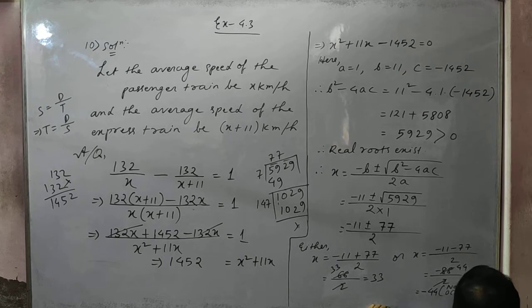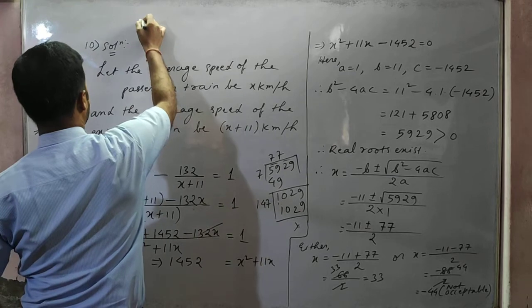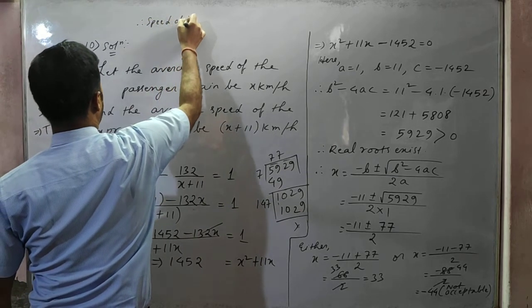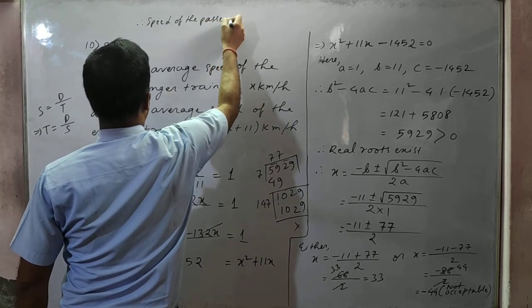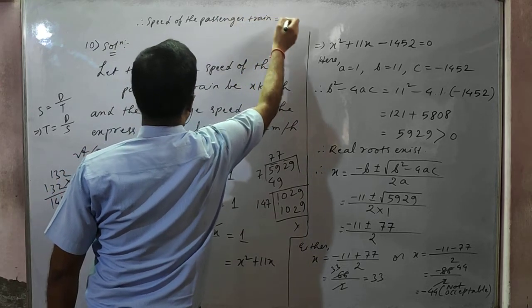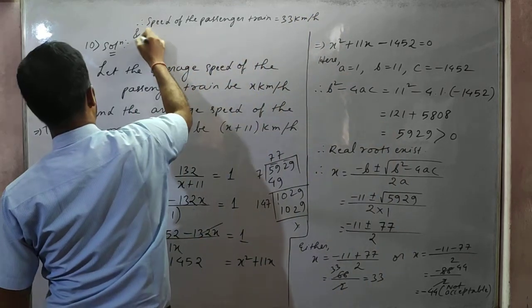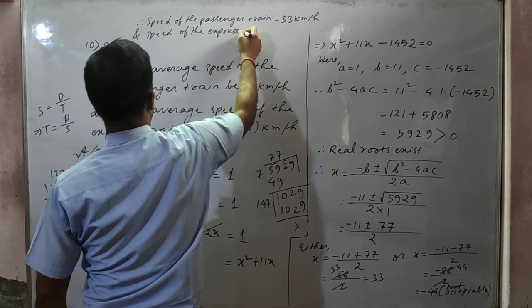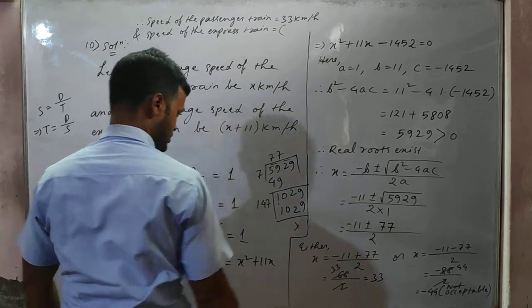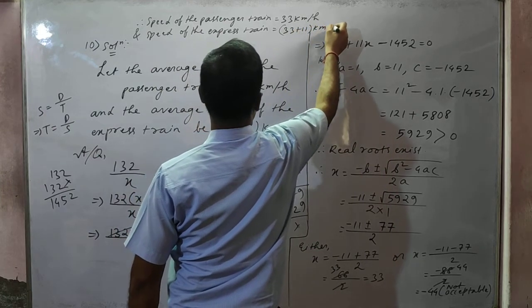Not acceptable. So therefore, speed of the passenger train is equal to 33 km/h and speed of the express train is equal to 33 plus 11 km/h.